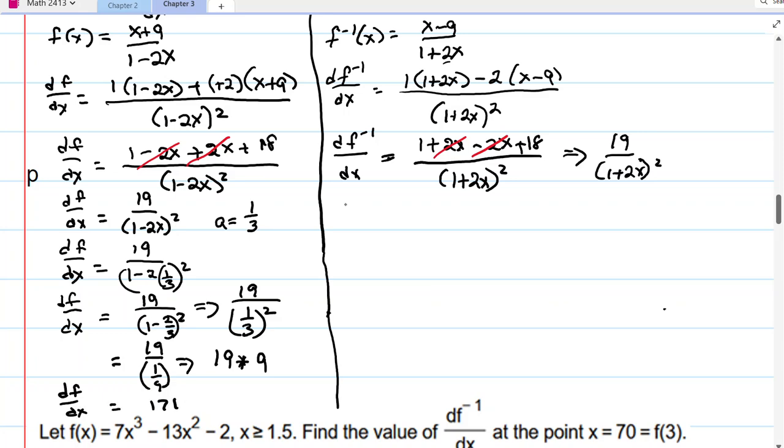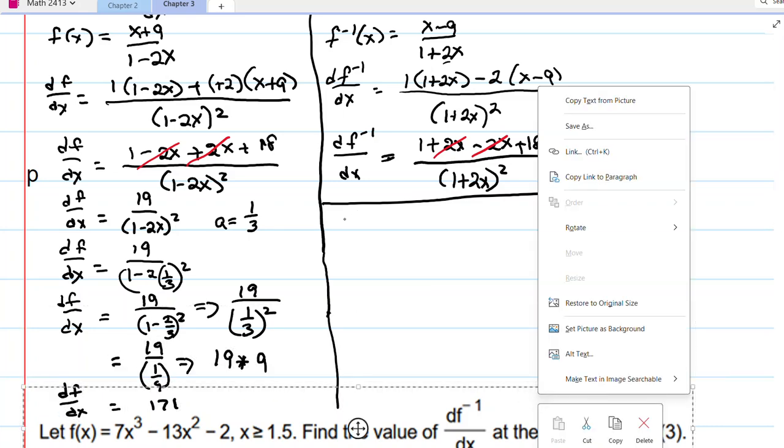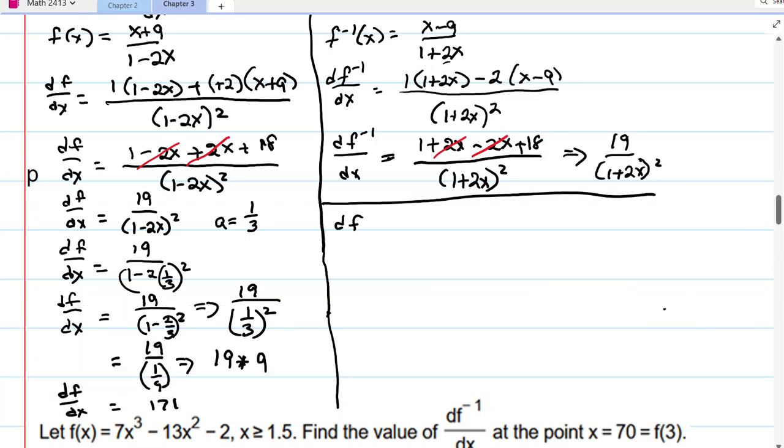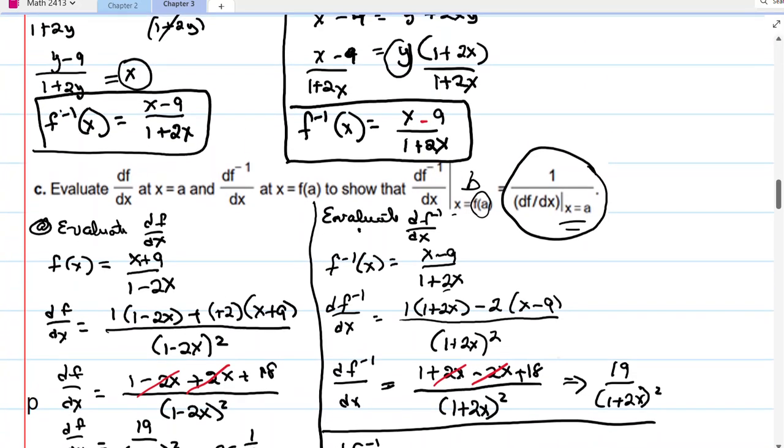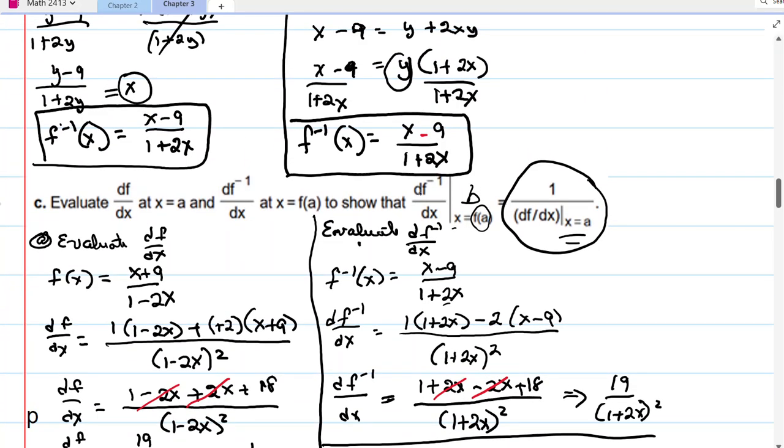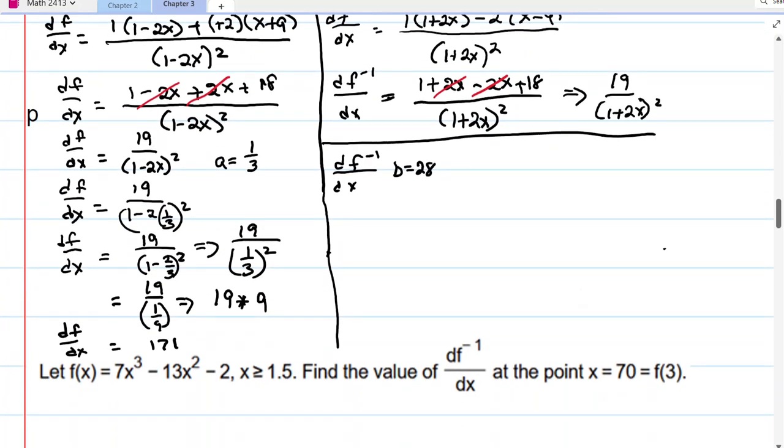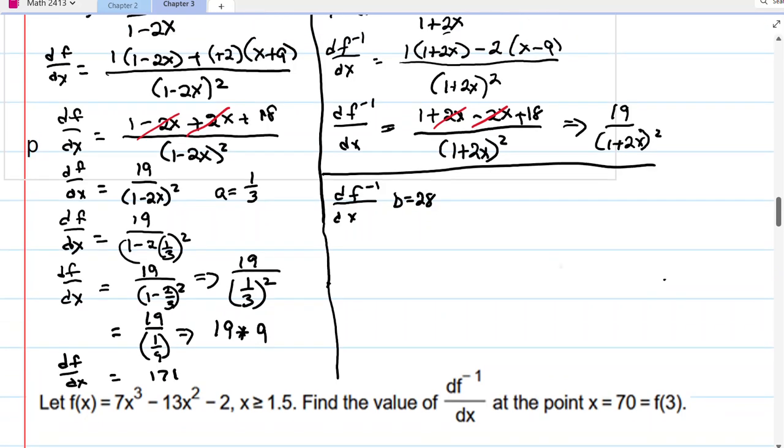I get 171. So we're going to do the one for this guy at 28. And it's very pretty how they write that. Notice how they wrote it: the derivative of the inverse over dx at a, and on the bottom they put that. So we're going to put in b, 28. So here we go.